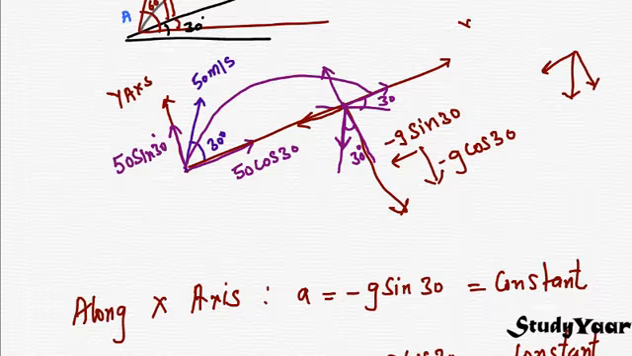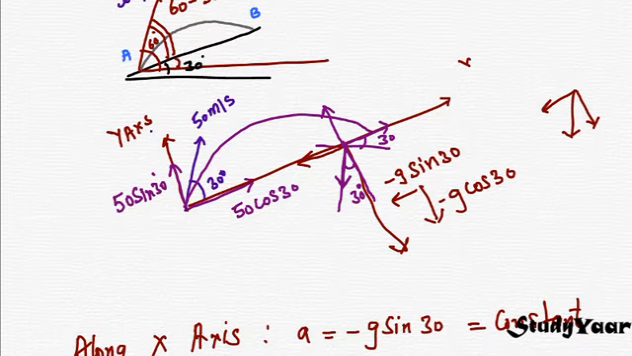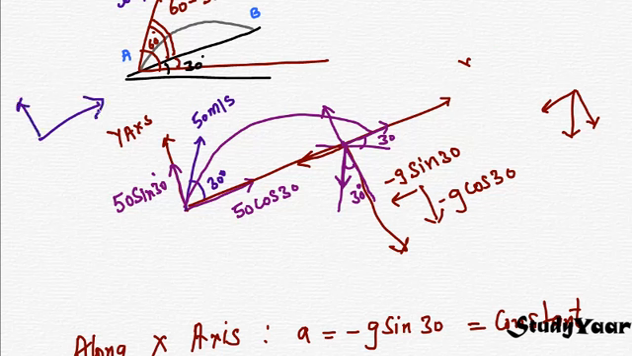Just understand that you can have x and y components of your velocity and acceleration along any directions. Obviously x and y have to be mutually perpendicular.